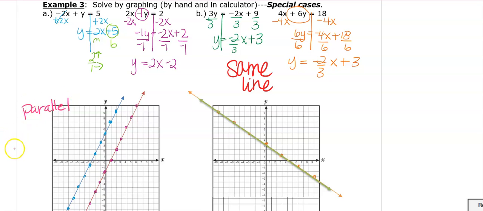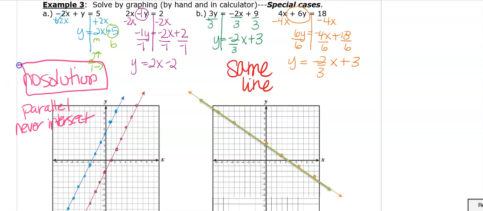And they will never intersect. Hopefully they will never intersect. That's the whole point. You don't want train tracks to intersect. And these are considered no solution because they will never intersect. And like on the other one, it was called an independent solution. This one is called inconsistent. It's an inconsistent solution. We have seen that come up before.